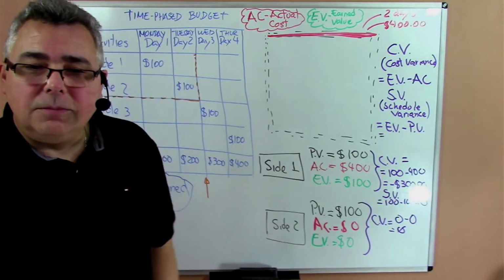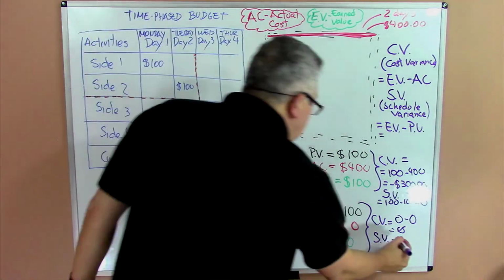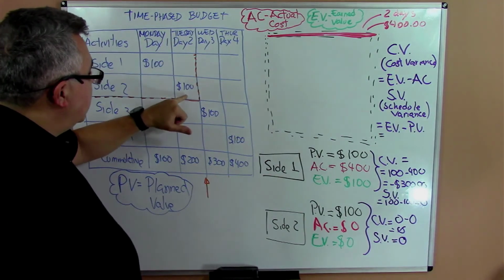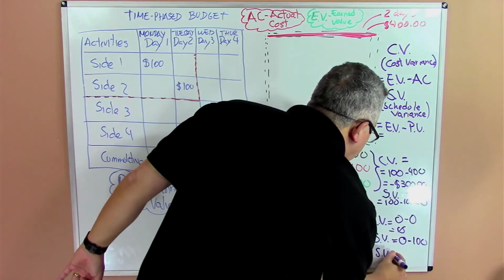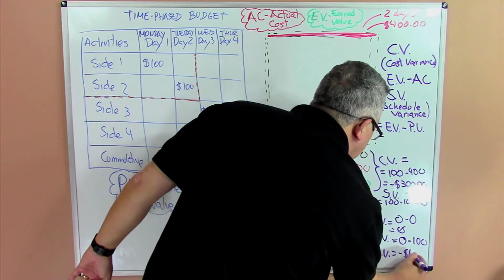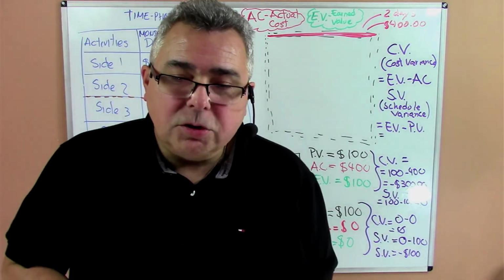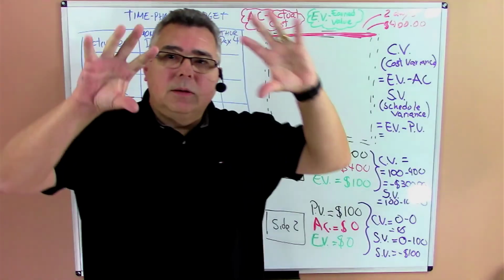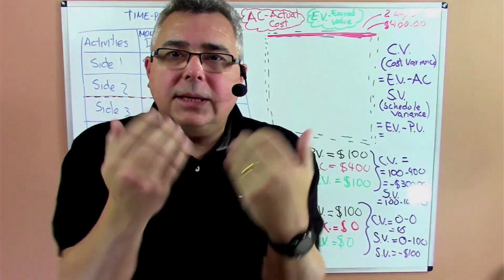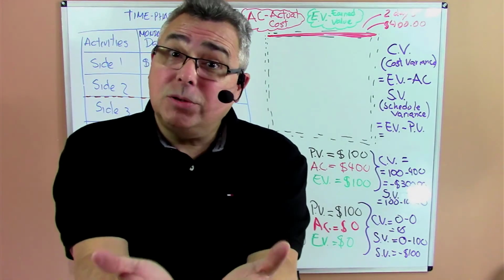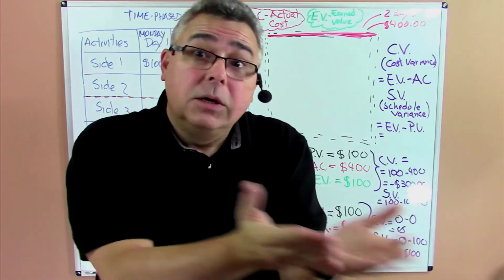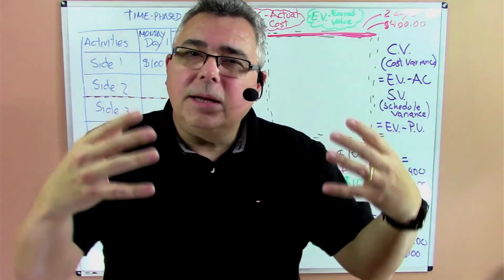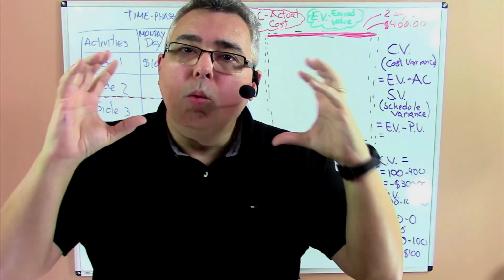In terms of schedule variance, earned value, 0, minus what was planned, $100. And here the schedule variance for side 2 is minus $100. What does it mean? Minus means bad news for scheduling. It means that I'm behind in terms of the amount of work, and the amount of work that I'm behind is $100. Actually, that value is the value of one side. So I'm behind one side, but as a project, we consider that as an amount of work that's worth $100.